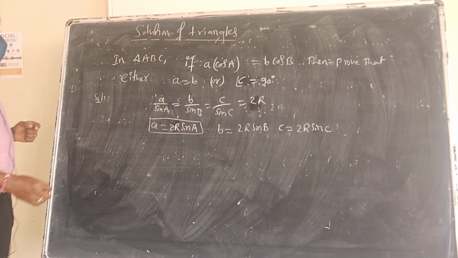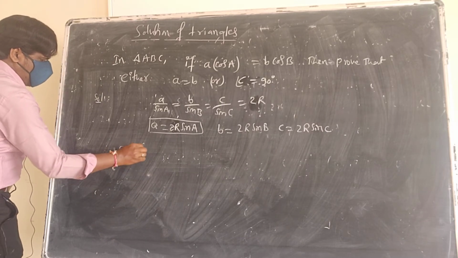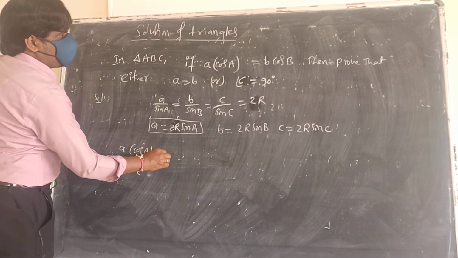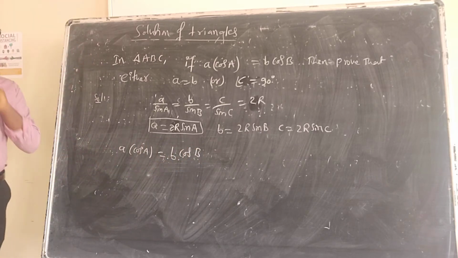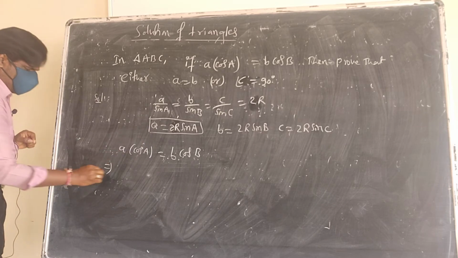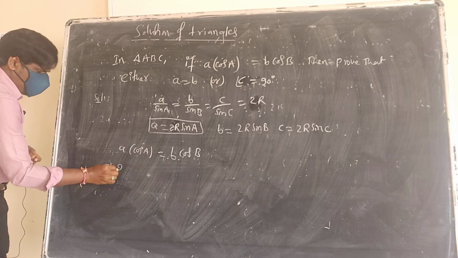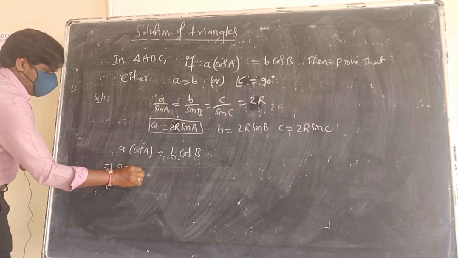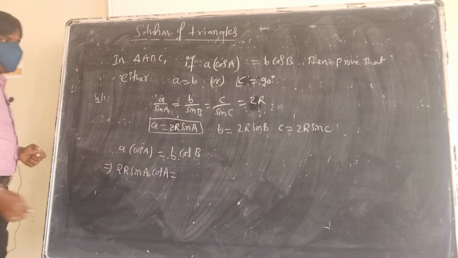Chalo. Now I will take the given condition. What is the condition given? A cos A is equal to B cos B. Now listen. Just here some practice is required, right? So what can I replace A as? What can I replace A as? 2R sine A into cos A. Here what can I replace?